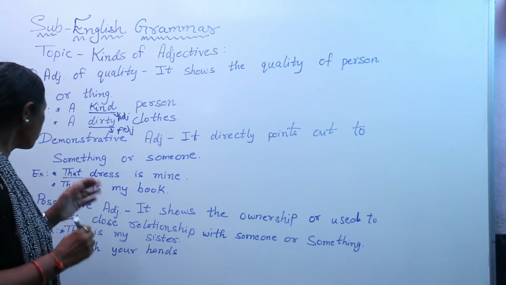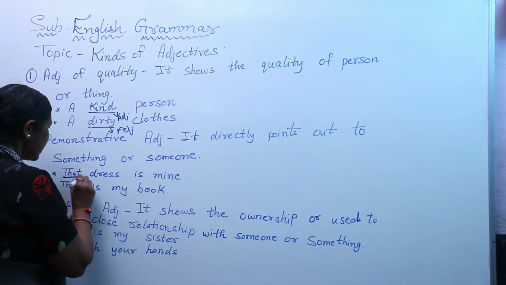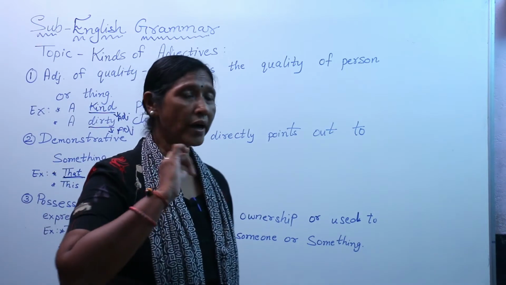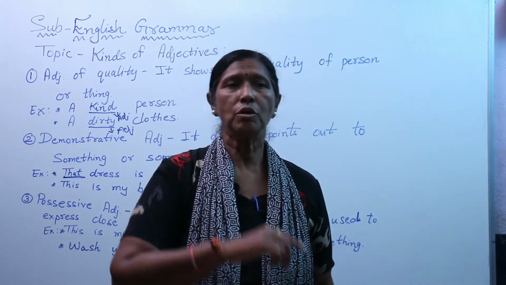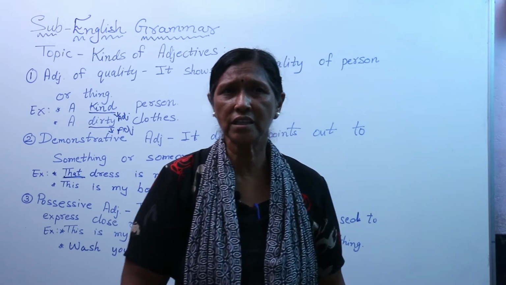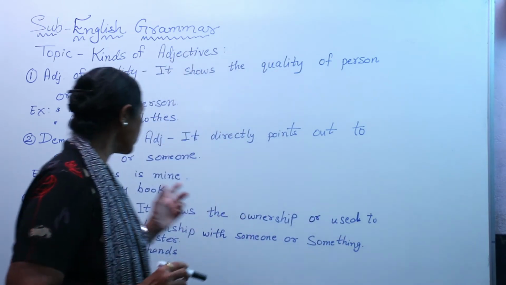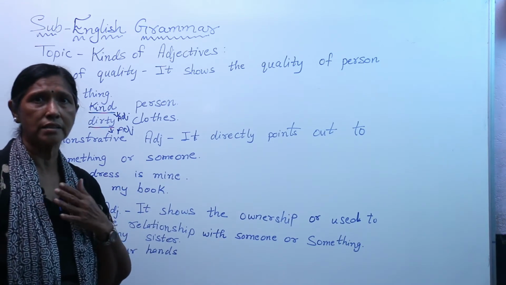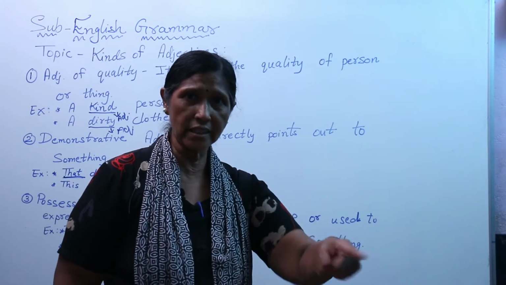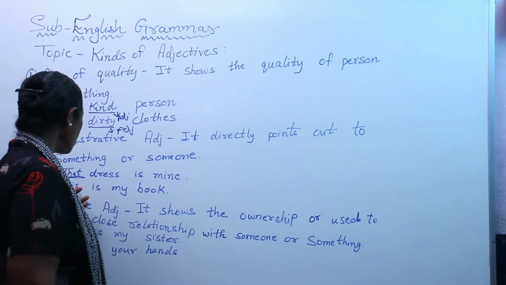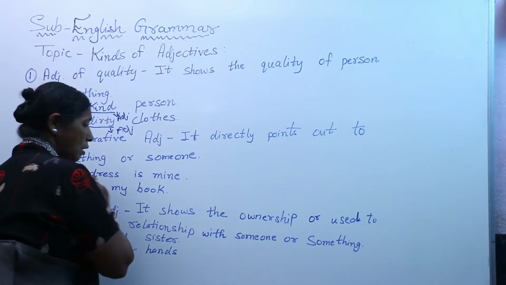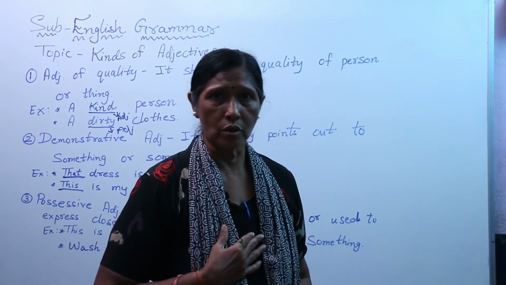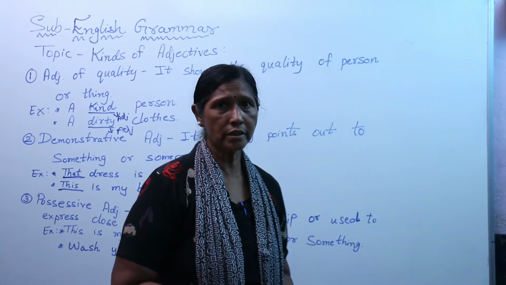So now my example is that dress is mine. Why have I said that dress is mine? Because that is in the far place. So we are using that. The cloth is lying somewhere else, and I am showing that that dress is mine. Second one is this is my book. Book is near, so I am telling this is my book. Why? Because the book is near to me.